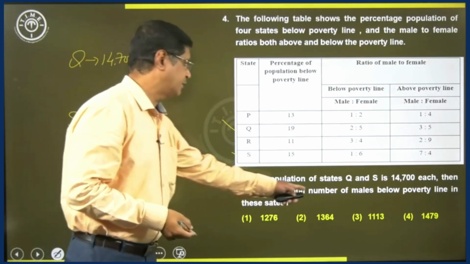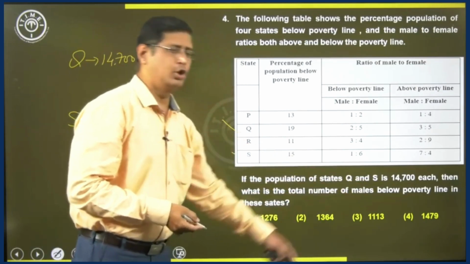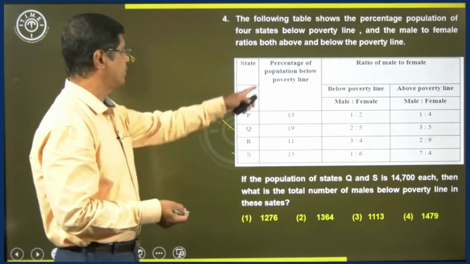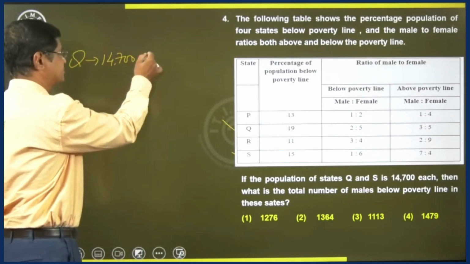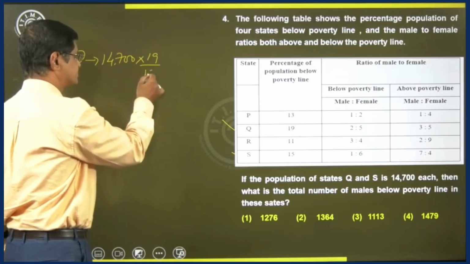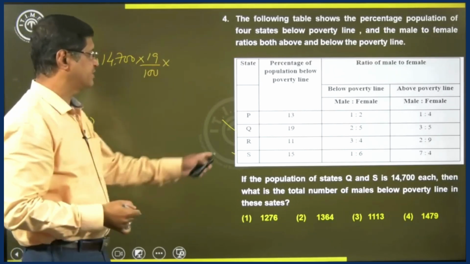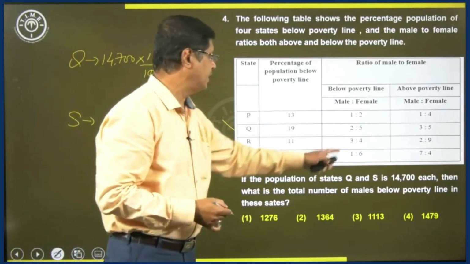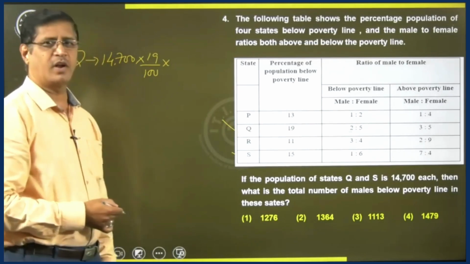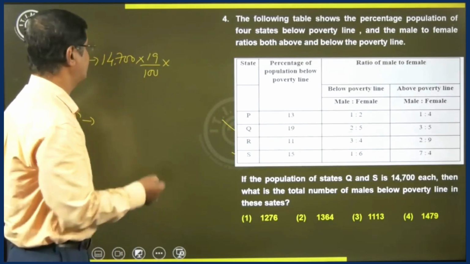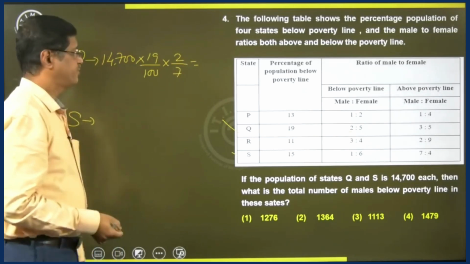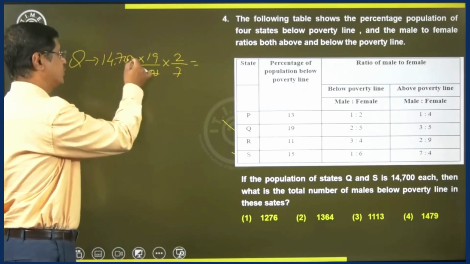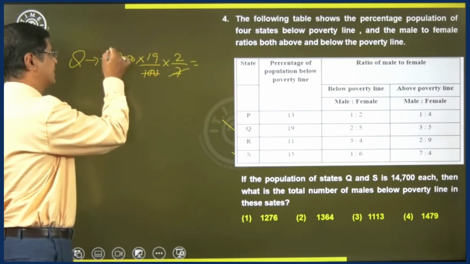So what to find? The number of males below the poverty line. This is below the poverty line, Q 19%. In that 19%, how many are male? Male is 2 parts, whereas the total parts is 7, so 2 by 7. Solving this, 0 to 0 we can cancel. 7 goes exactly 21 times.